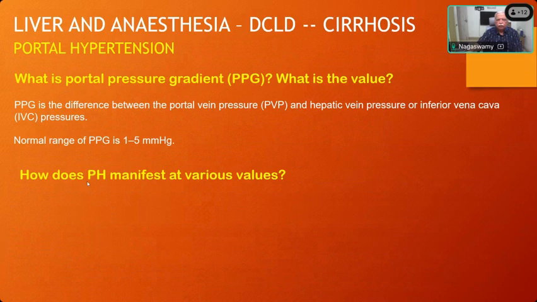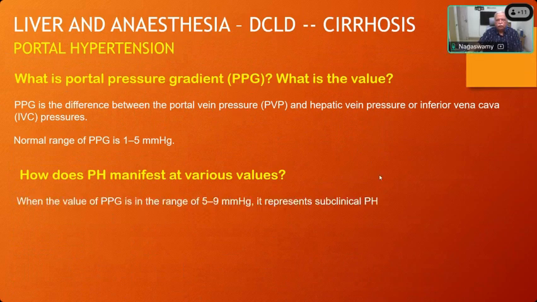How does portal hypertension manifest at various values? This is not the pH of blood. This is portal hypertension manifesting at various values of portal pressure gradient. What is the relationship between portal hypertension and the portal pressure gradient? That is the question, the other way of asking this question.